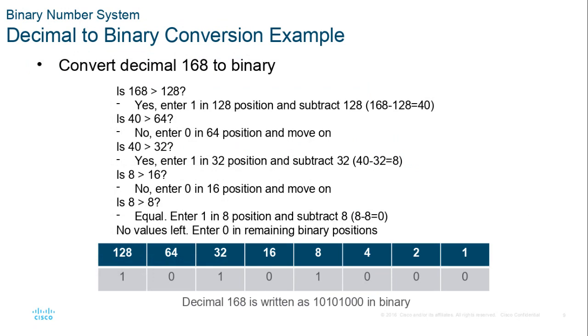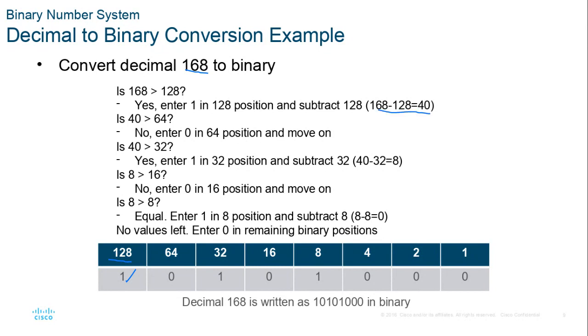So let's take the example of a number 168. What is the binary equivalent of 168? Well, is 168 bigger than 128? Yes, it is. 168 is bigger than 128. So let's put the 1 here. Okay, we got our 1 there. Now let's subtract 128 from the 168, and our difference is 40.